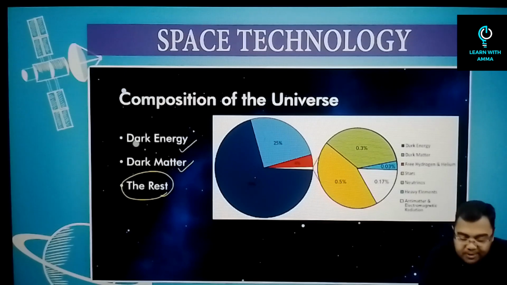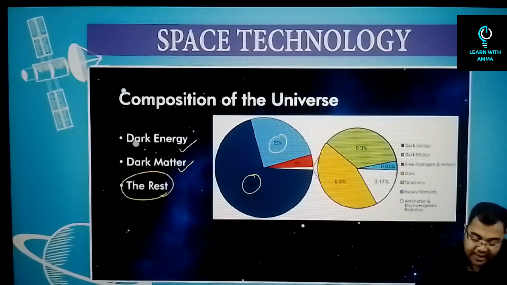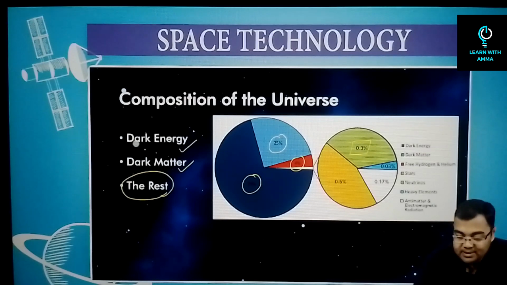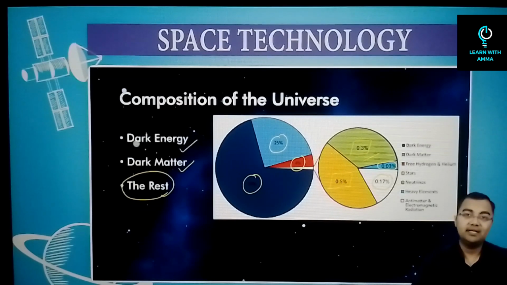And as you can see in the diagram itself, approximately 70% of the universe is dark energy. Approximately 25% is dark matter, and the rest 5% is this. 0.3% of the rest is just neutrinos. You don't need to worry about what neutrinos are. We'll have a separate discussion on them. 0.5% are stars. 0.17%, interestingly, are antimatter and electromagnetic radiation, and 0.03% heavy elements. So everything that you see, everything that you observe is basically a part of the rest.